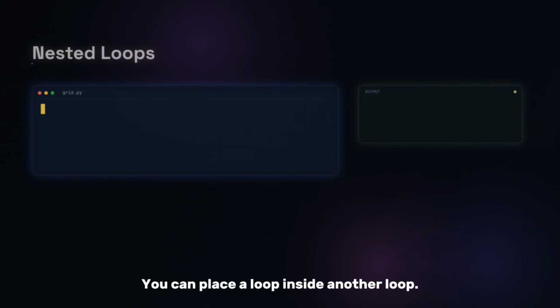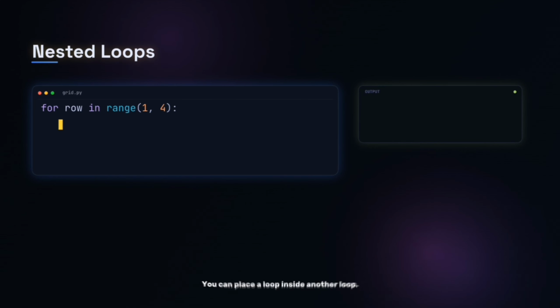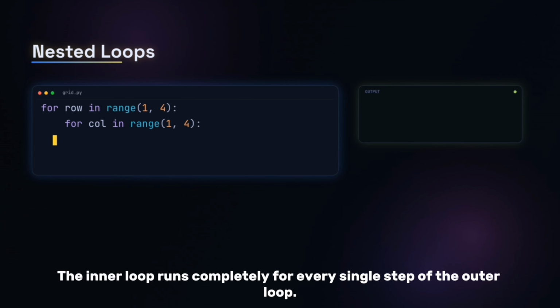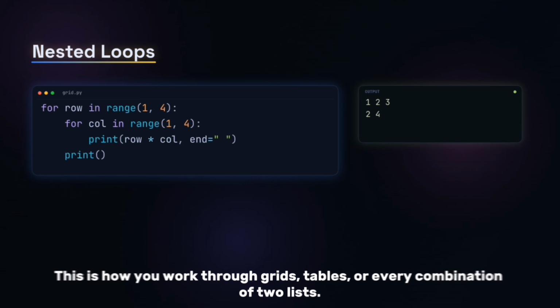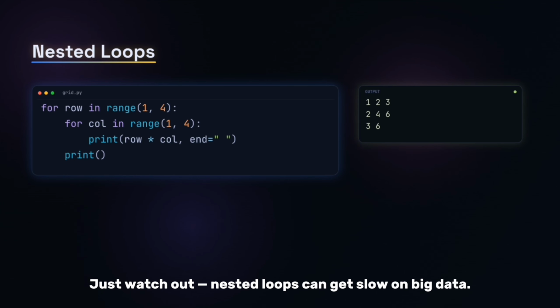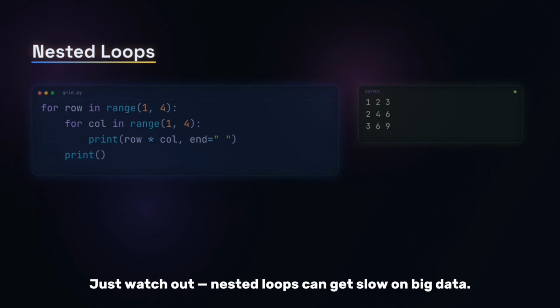You can place a loop inside another loop. The inner loop runs completely for every single step of the outer loop. This is how you work through grids, tables, or every combination of two lists. Just watch out. Nested loops can get slow on big data.